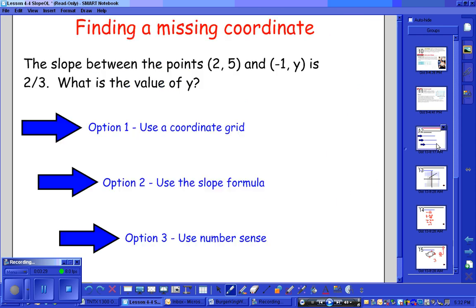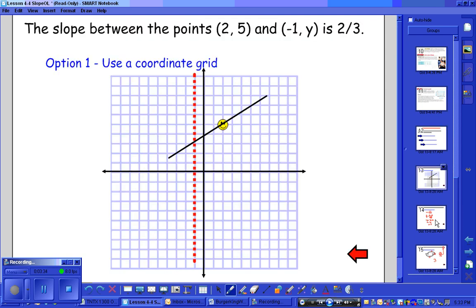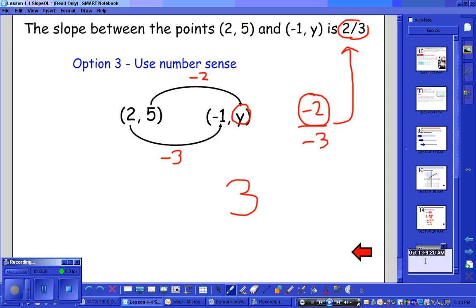Hopefully, between one of those three methods, one of the three makes sense to you, either visually, symbolically, or number sense.